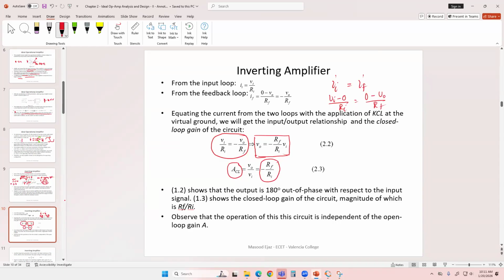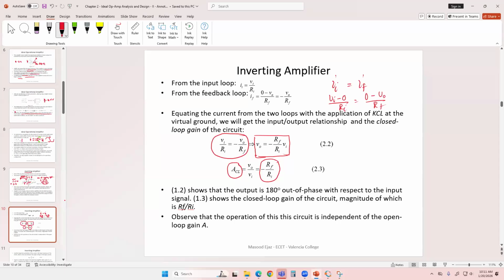So that's the closed loop gain equation that you can modify because it depends on the two resistors that are connected in the feedback loop and in the input path, Rf and Ri. If you change those resistors, your closed loop gain is going to change and your output is going to change based upon your input.